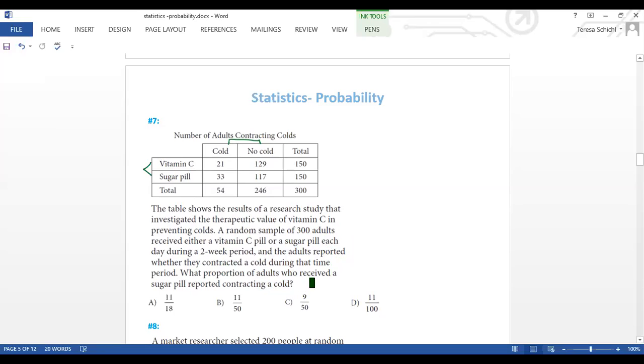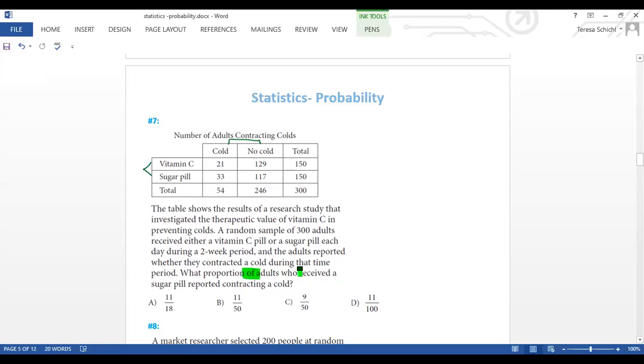Okay, now let's see here. They say, what proportion of the adults who received a sugar pill reported a contracted cold? What does that mean, right? Let's see, do I see that "of"? Oh, yeah, here is that keyword "of".